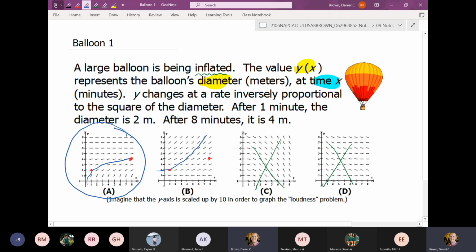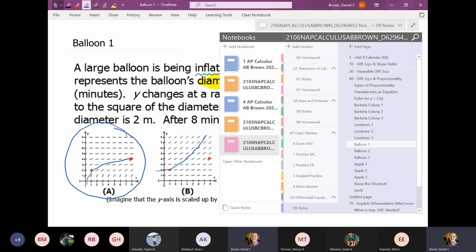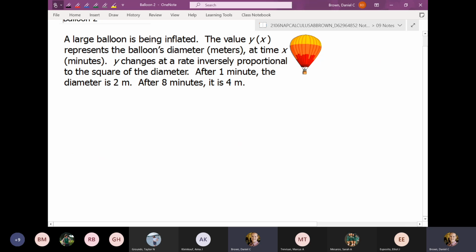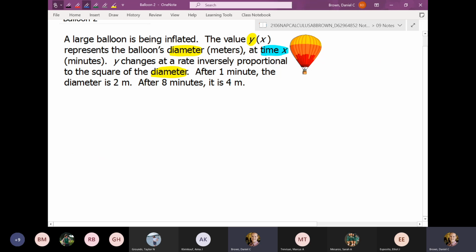Don't overcomplicate working with the slope field. What's more important, and what I think takes more practice, is actually writing the equation. Can we write an equation to model this balloon being inflated? Try that one. Again, this is where we're going to stop for today. For these problems, something I will keep emphasizing: when you see your variable, pay attention to what it represents. So the value of y is representing the diameter. I'm also going to highlight this other diameter I see later in the problem. And then it tells us that x is representing the time.